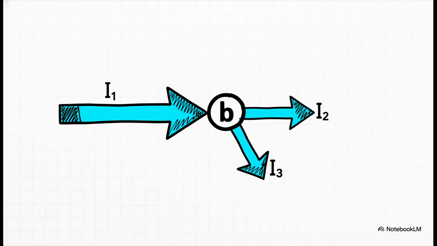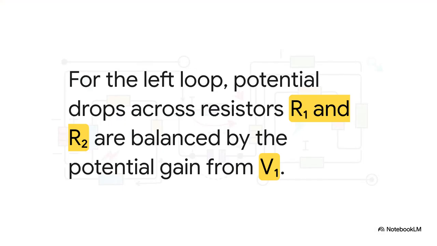First up, the junction rule. This is usually the easiest part. Let's look at junction B. Based on our arrows, we have current I1 flowing in and currents I2 and I3 flowing out. Conservation of charge says what comes in must go out. So, I1 has to equal I2 plus I3. Boom, that's our first equation. Easy. Now for the loop rule.